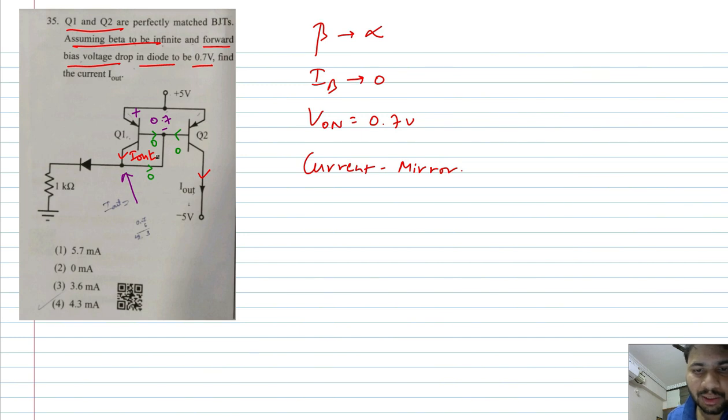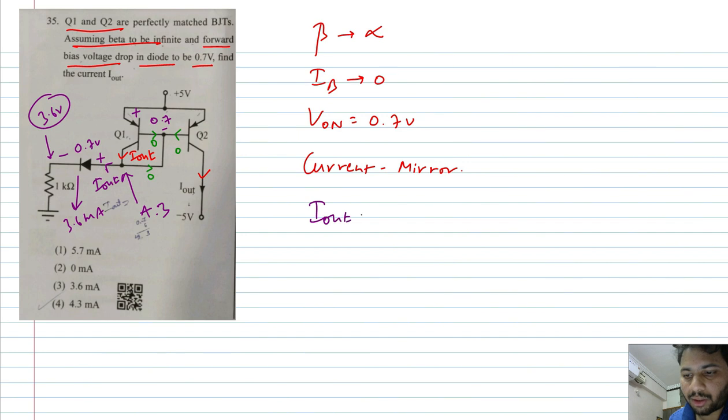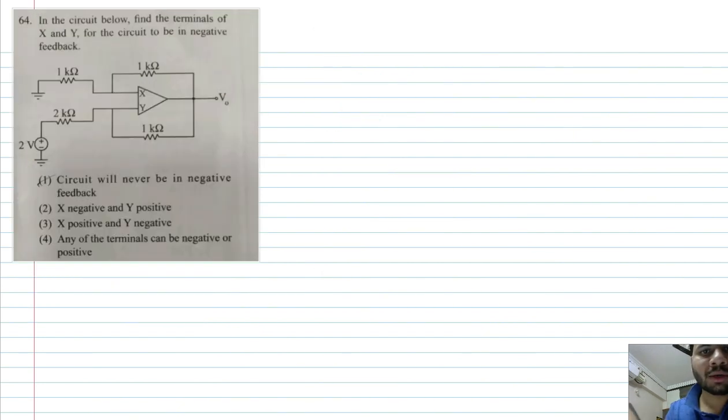So what is the potential at this point? 5 minus 0.7, which is 4.3. Again, there will be a 0.7 volt drop across the diode. So what is the potential at this point? 3.6 volts. So how much is the current through this 1 kilo ohm resistor? Is it not 3.6 milliamps? And again, this current is same as I out. So obviously I out equal to 3.6 milliamps, which is option C. Okay, look at the next question.